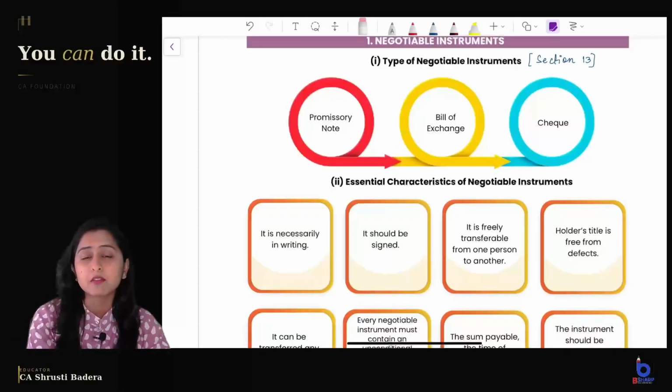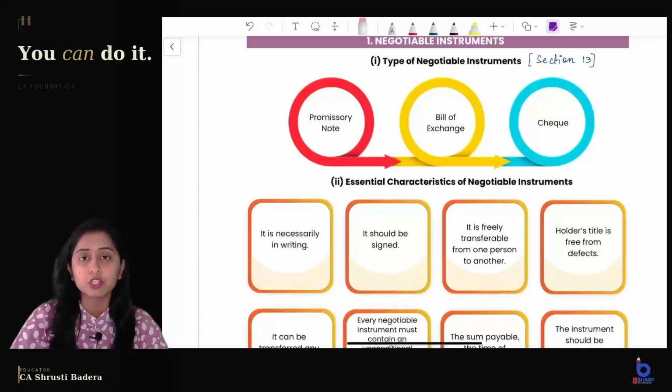No, that is not specified. But Section 13 says there are three kinds of negotiable instrument: promissory note, bills of exchange and cheque. It is not that there are only these three kinds of negotiable instruments, but the Negotiable Instruments Act is applicable only for these three kinds of instrument. For other instruments like hundis, the Negotiable Instruments Act is not applicable. So Section 13 says there are three kinds: promissory note, bills of exchange and cheque.